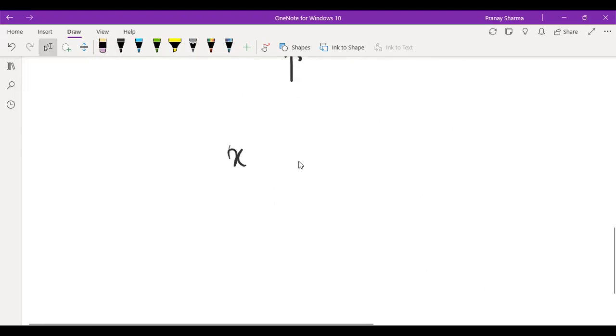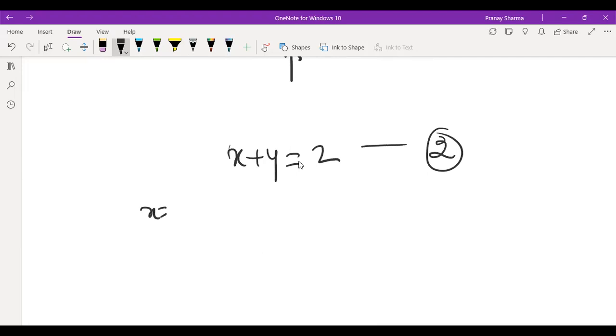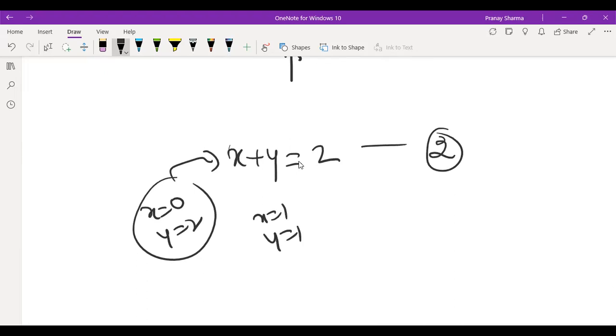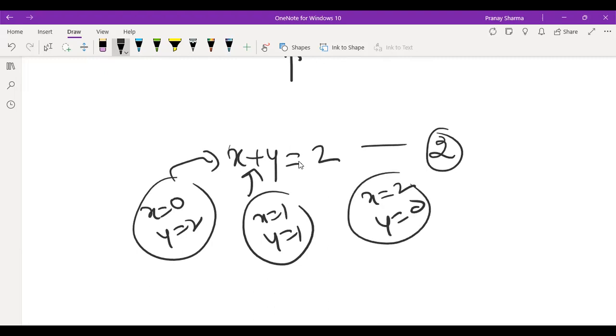While for a linear equation in two variables, let's consider this as a case. I'll be calling this equation number 2. If you substitute x as 0 and y as 2 in this, LHS and RHS become equal. If you substitute x as 1 and y as 1, again LHS equals RHS. If you substitute x as 2 and y as 0, again LHS and RHS become equal. You can also define x as 1.5, y as 0.5, right? So we can have infinitely many solutions in a linear equation in two variables. All right. And these are the points.